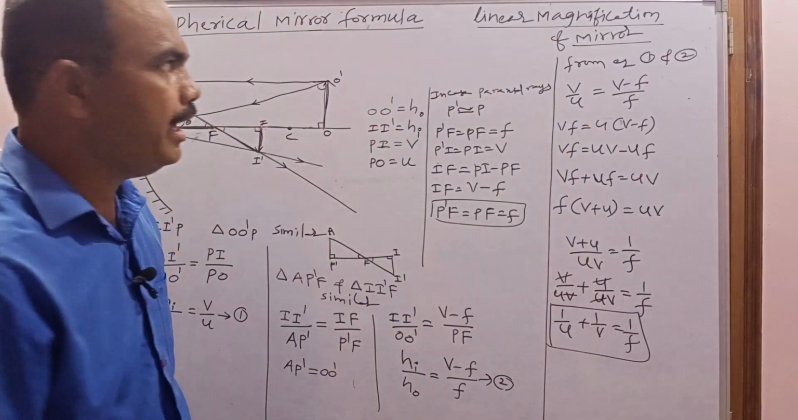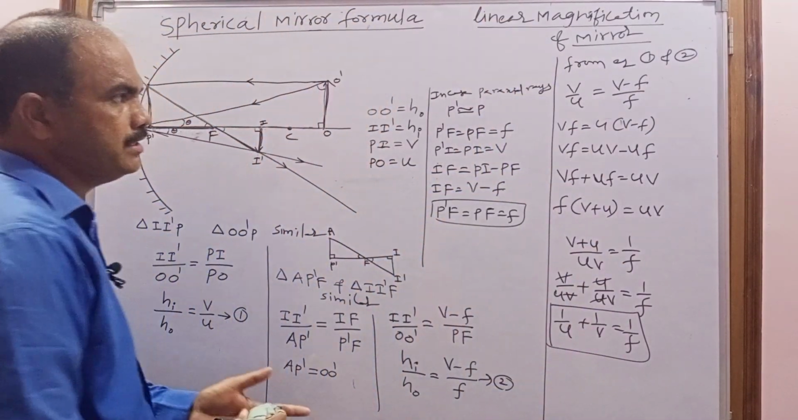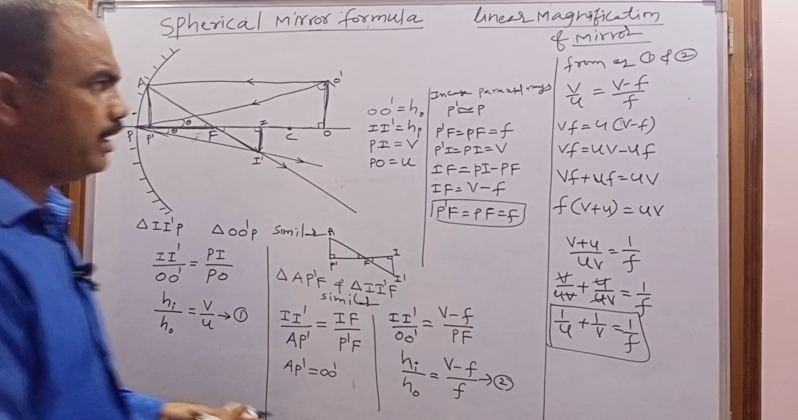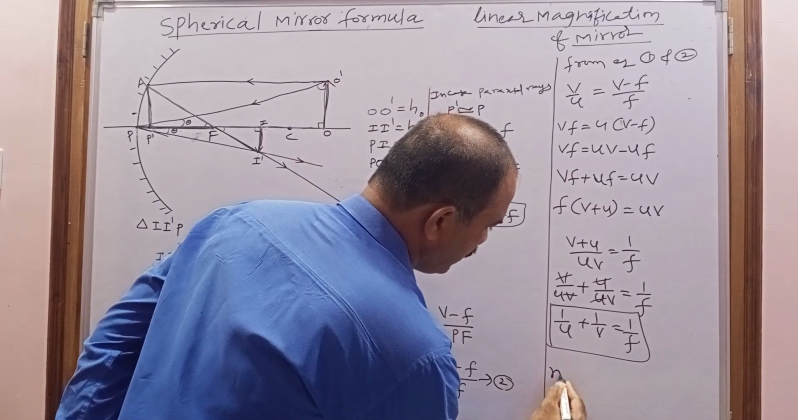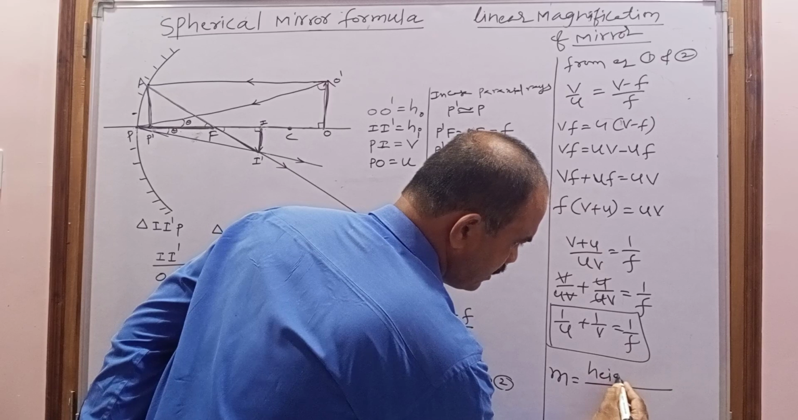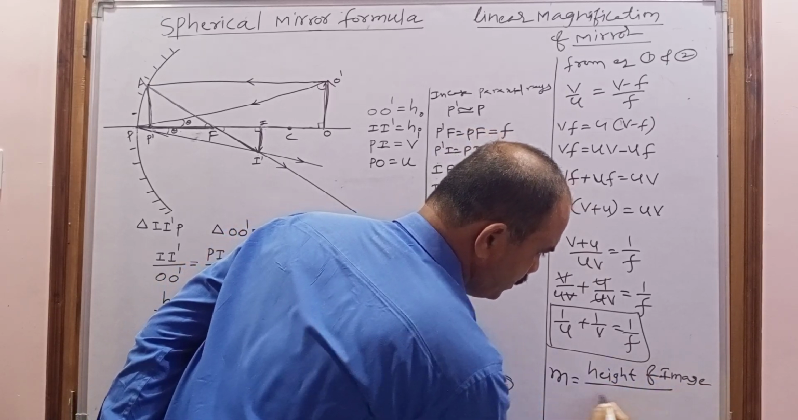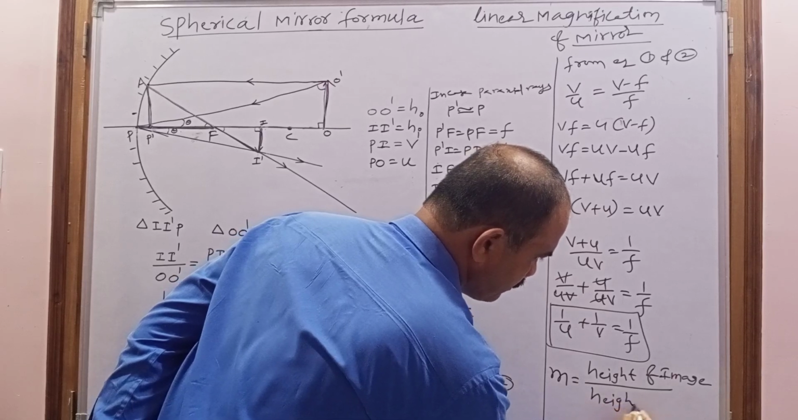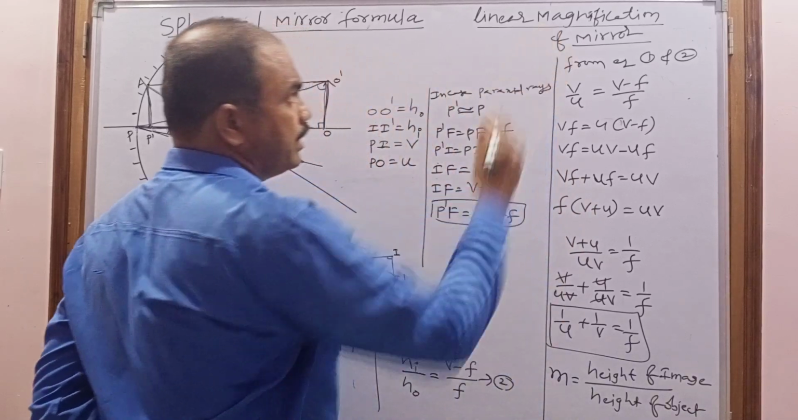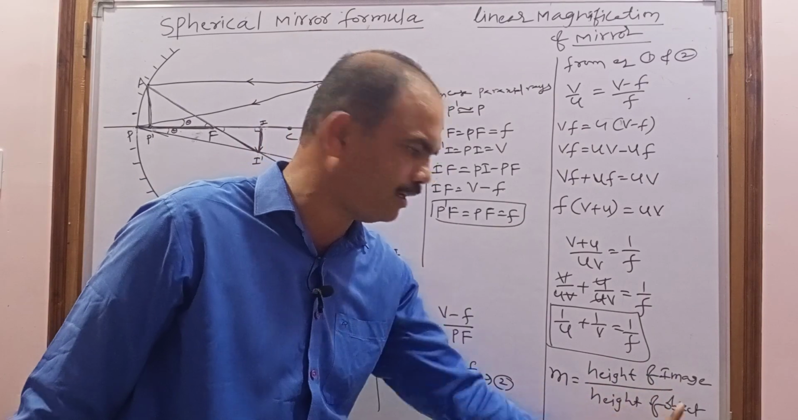And next, come to linear magnification. Linear magnification is a ratio between the height of the image and the height of the object. What is the definition? Magnification m is the ratio between the height of the image to the height of the object. So this is the linear magnification definition.